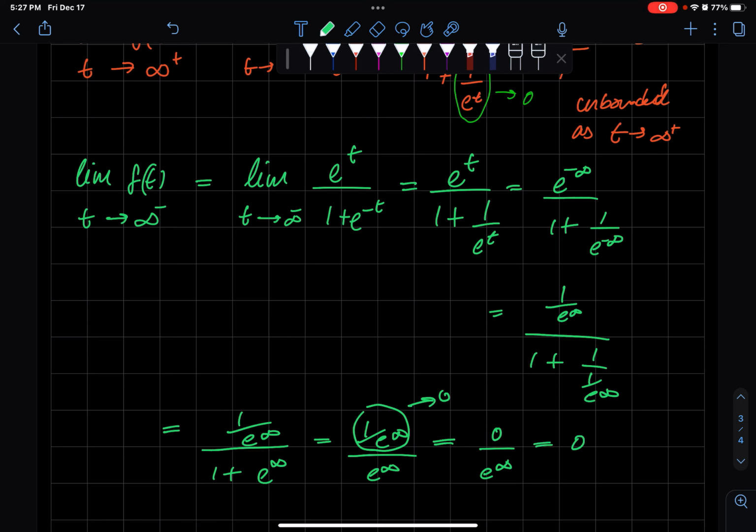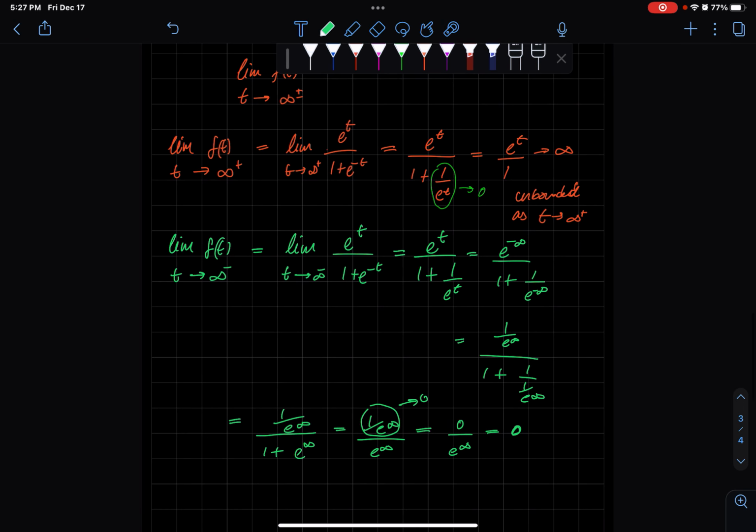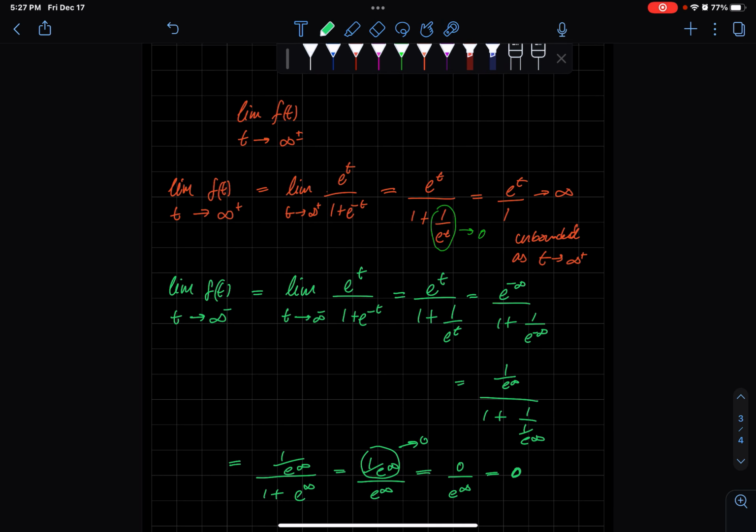So there is a horizontal asymptote at 0 as we approach negative infinity. But as opposed to positive infinity, it's unbounded. It just goes on forever. Okay, I hope that makes sense.